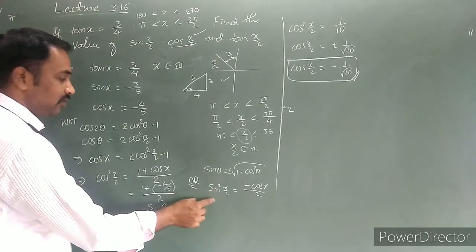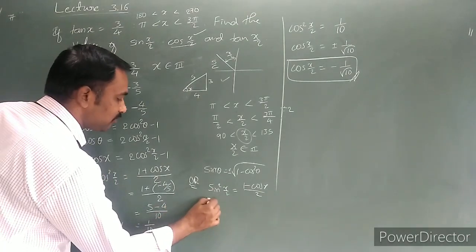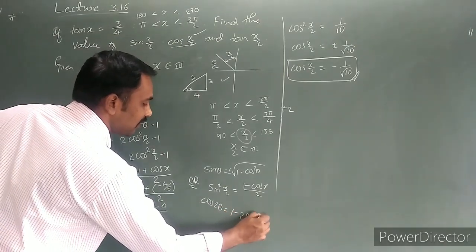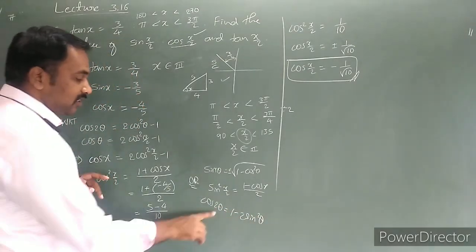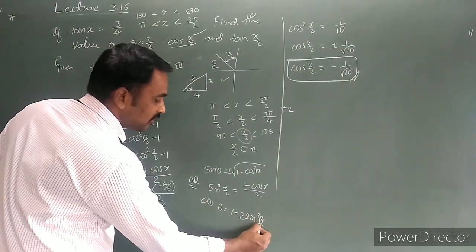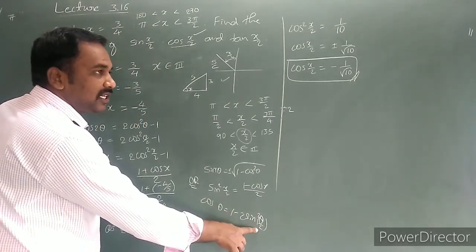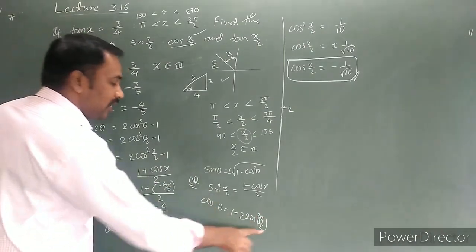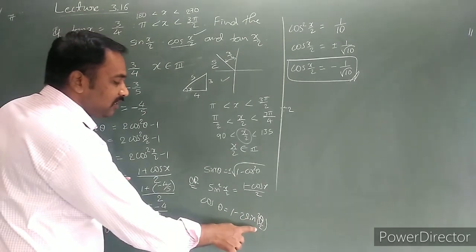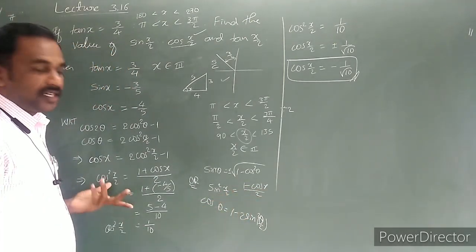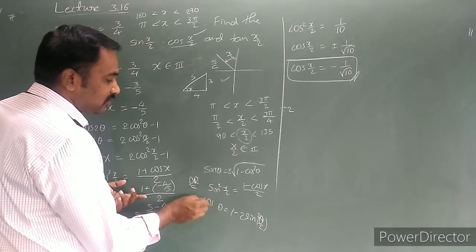See, how do you get this one? You get this formula with the help of cos of 2 theta is equal to 1 minus 2 sine square theta, converting into half angle. How do you convert? Divided by 2, here also divided by 2. Sine square theta is required, theta by 2 is required. Rearranging the terms, 1 minus cos of theta divided by 2. Use this one or this one.